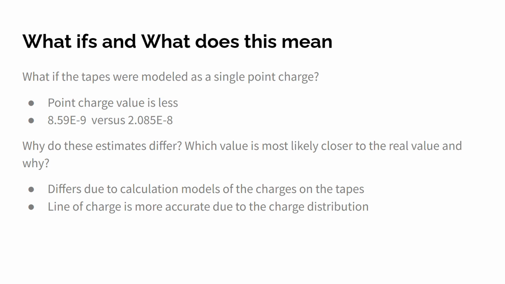A question to pose is, what if the tapes were modeled as a single point charge? For this situation, the point charge value is a little bit less than the value for the line of charge. These estimates differ due to the calculation models of the charges of the tapes being different. The point charge calculation is a little bit less accurate of the real-life representation of charge distribution.